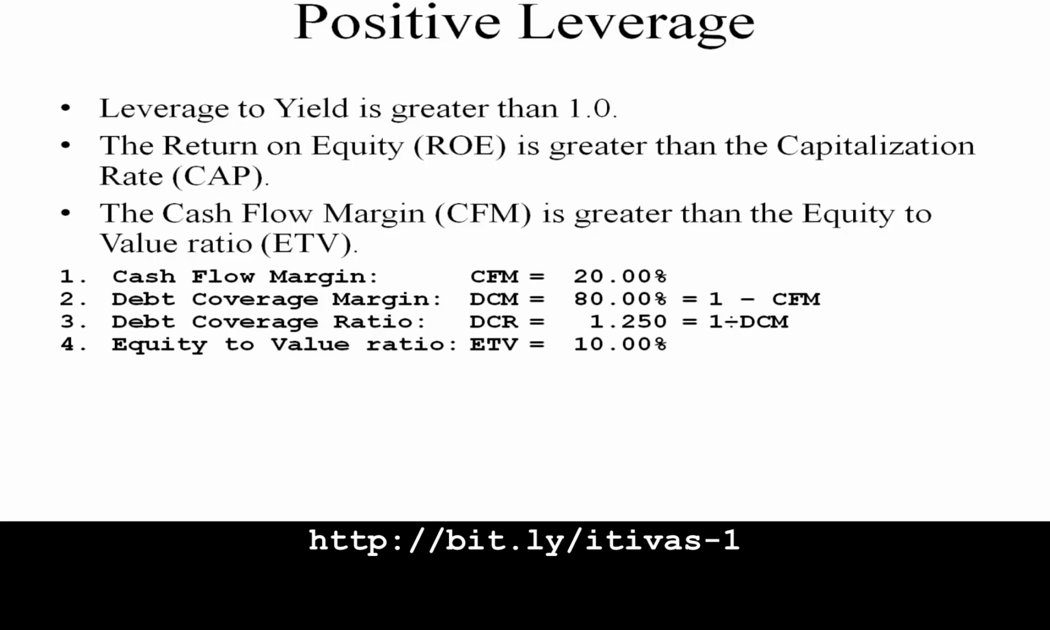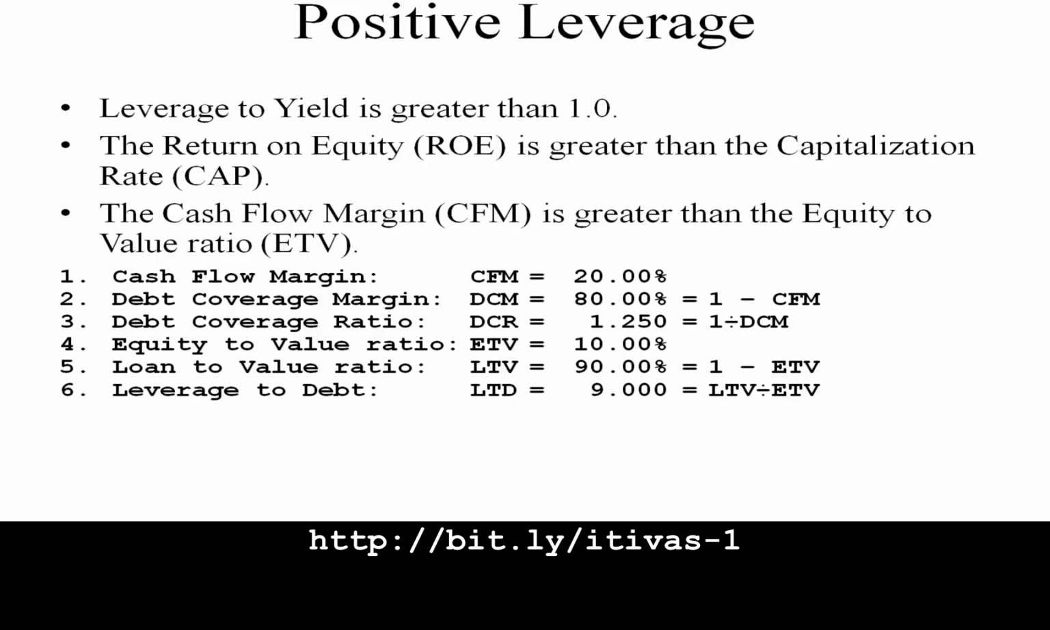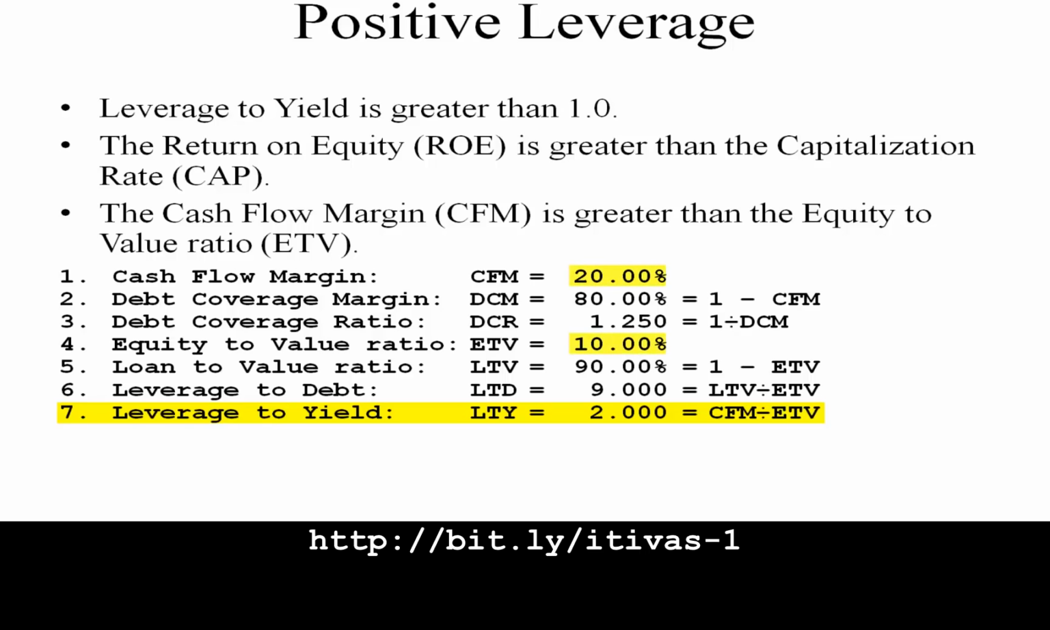We reduce the equity to value ratio to 10%, which increases the loan to value ratio to 90%. Leverage to debt, LTD, is now 9.0, LTV divided by ETV. 90% divided by 10% is 9. Now the leverage to yield, LTY, is 2.0. That's the cash flow margin divided by the equity to value ratio. 20% divided by 10% is 2.